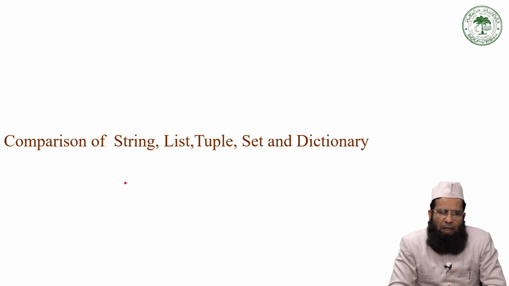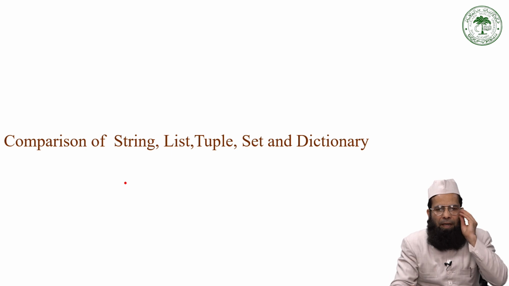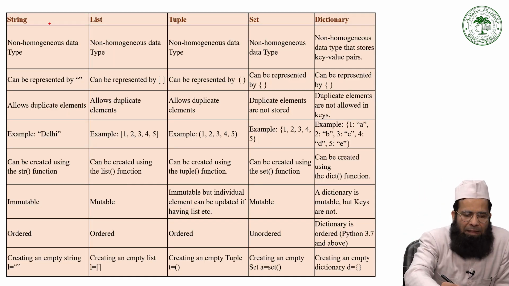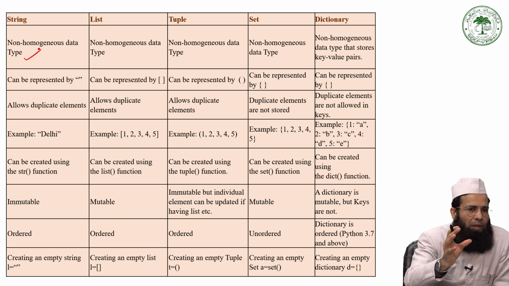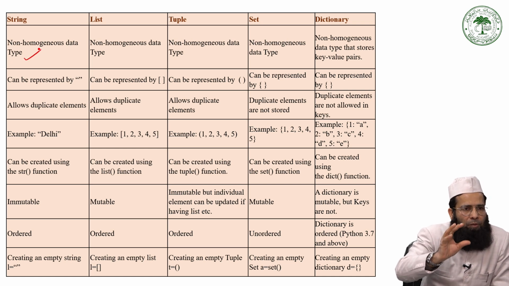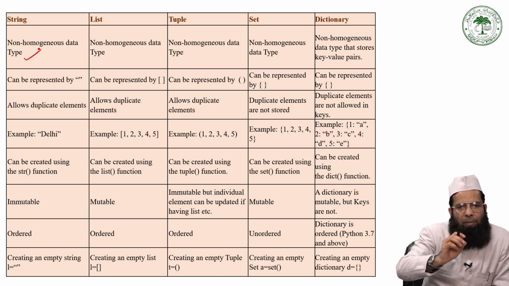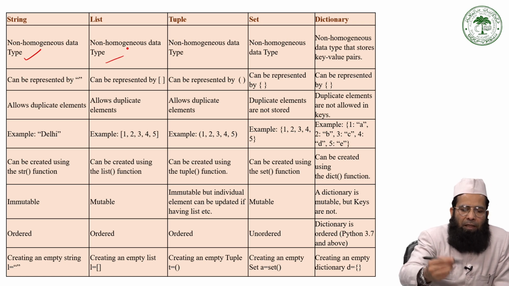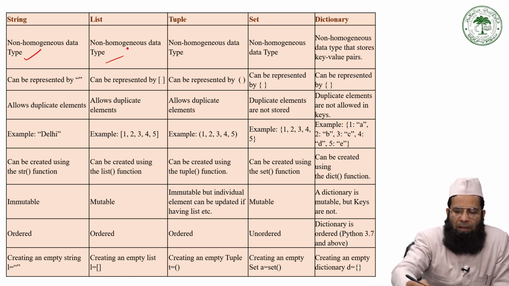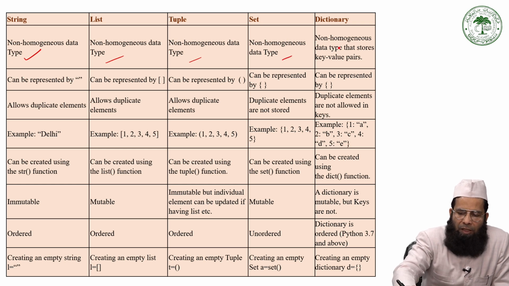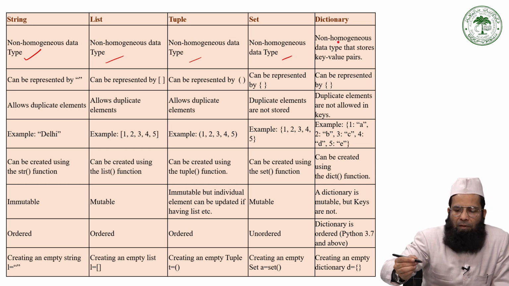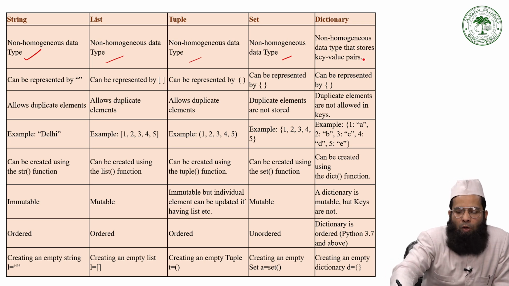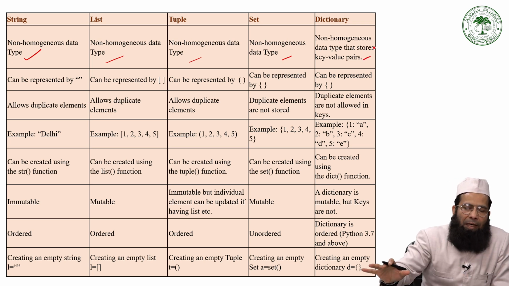Now we'll compare the string, list, tuple, set, and dictionary. We had already discussed all these data types. As far as a string is concerned, it can store a non-homogeneous data type. What does it mean? Your string could have alphanumeric values, English alphabets as well as digits. That's why it is non-homogeneous. Similarly, a list could have a string, numbers, float, integer. Similarly tuple and set. A dictionary could also have non-homogeneous data types that store key-value pairs. So non-homogeneous data is possible in all these data types.